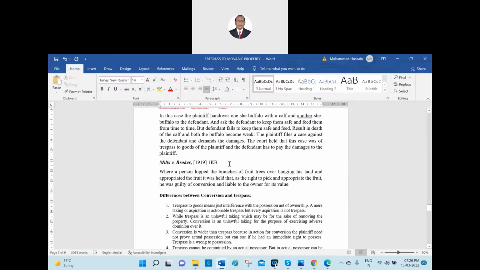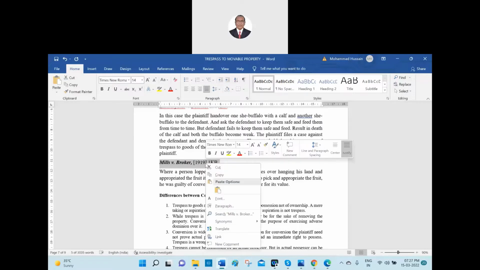Is that following me? Yes. In 1 KB, what is missing here? 1 means volume. KB means King's Bench. What is missing here? Space between 1 and KB, sir. What is missing after KB? Full stop. KB means King's Bench. What is missing there?